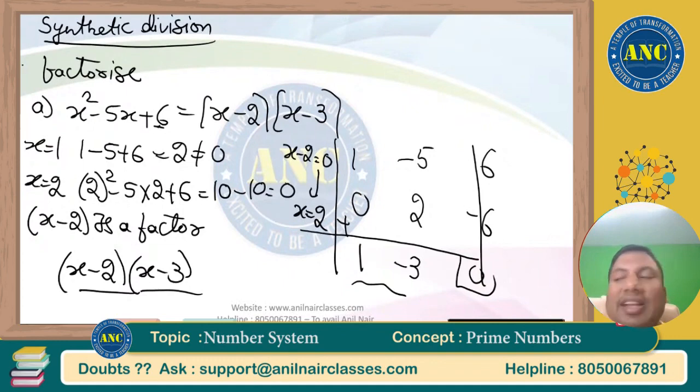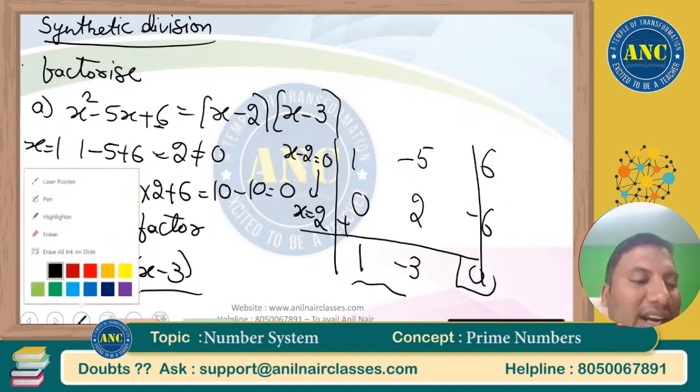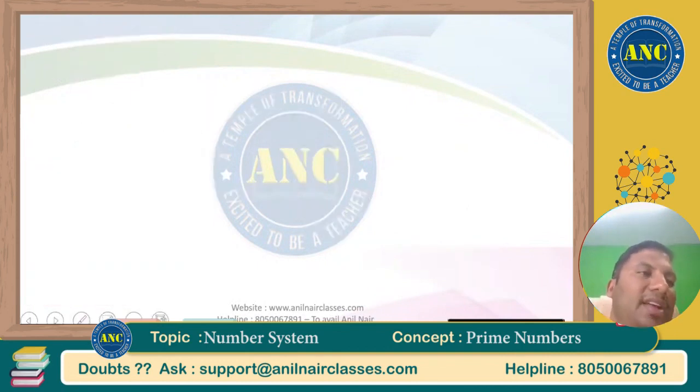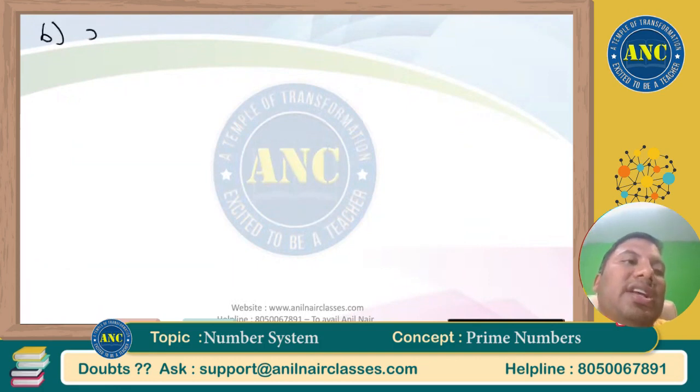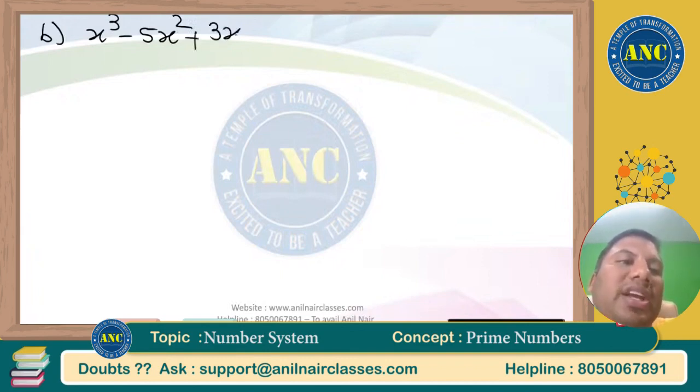I will take another degree 3, then I will explain to you. Synthetic division, I hope it is clear. Let us take question B: x cube minus 5x square plus 3x.